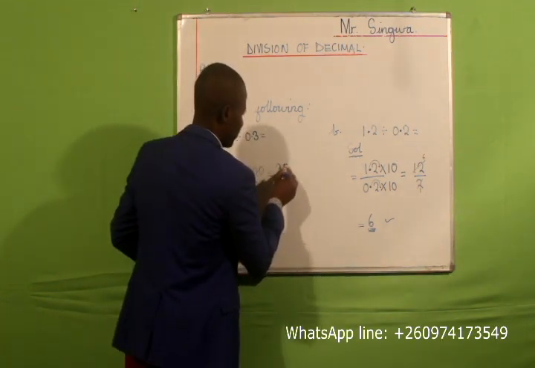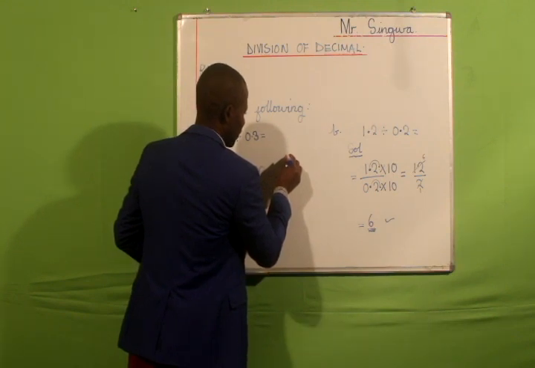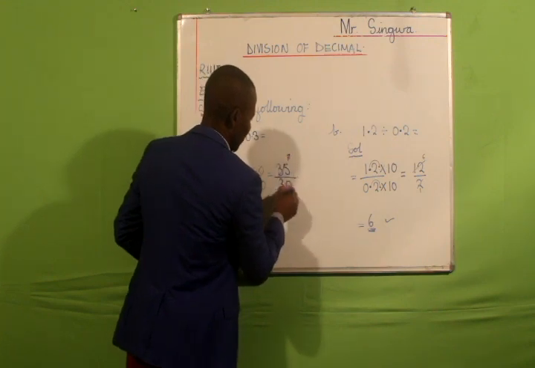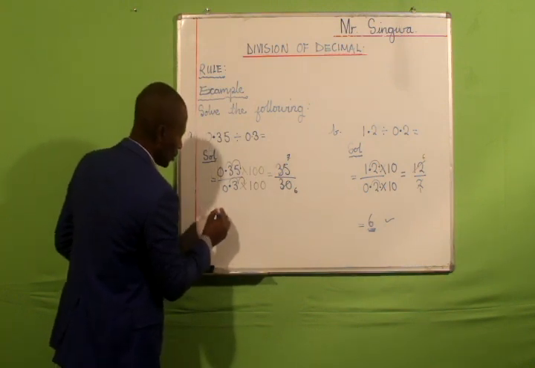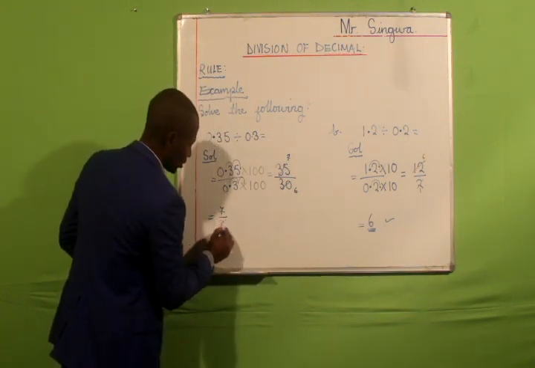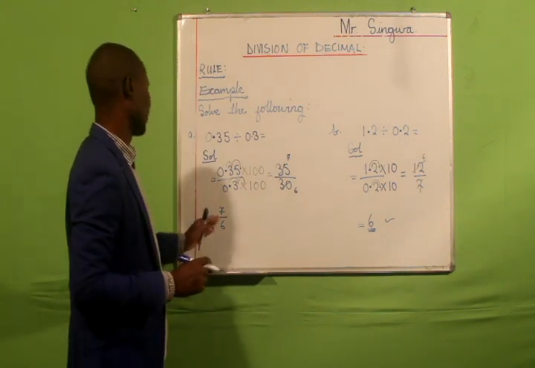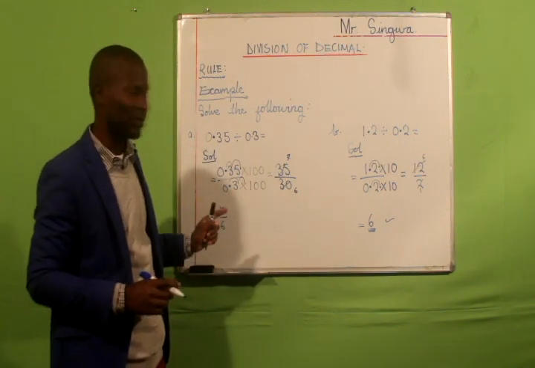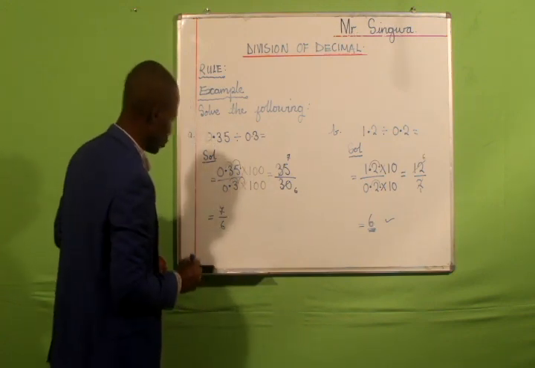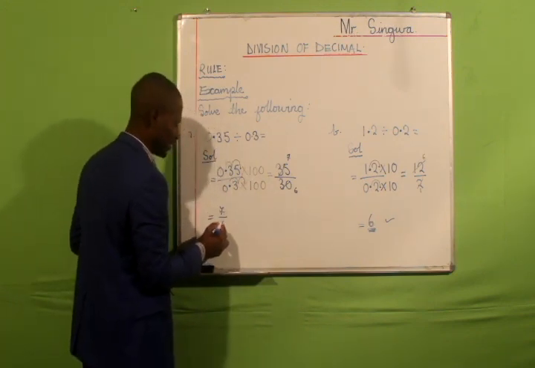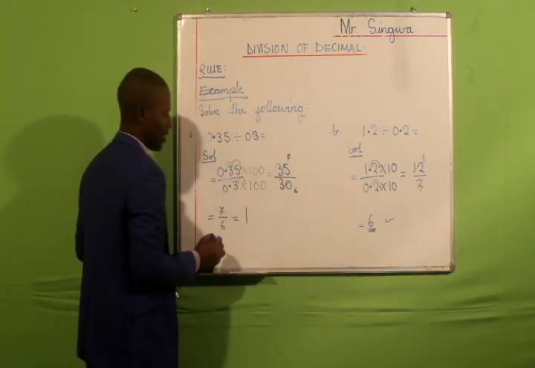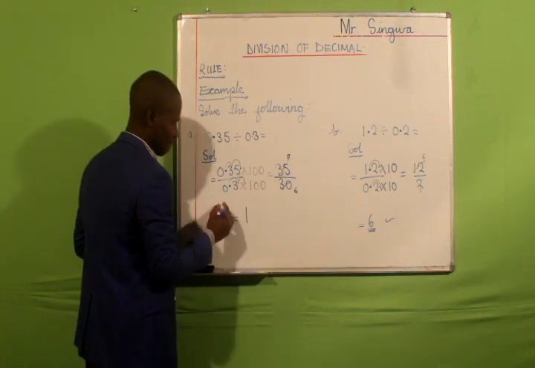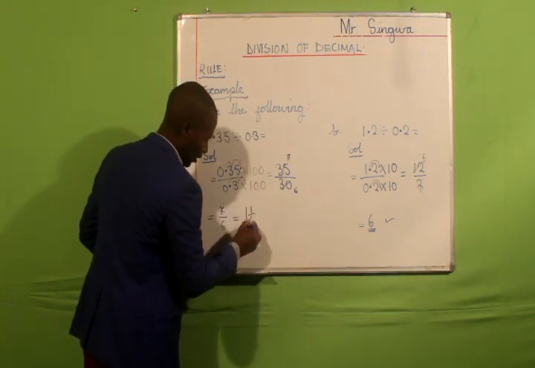You say 5 times 7 is 35, and 5 in 30, 6 times. So here you are going to write 7 over 6. After you write 7 over 6, you are going to divide now. How many times can 6 go into 7? It's going to give you obviously 1, and what will remain is 1 over 6.